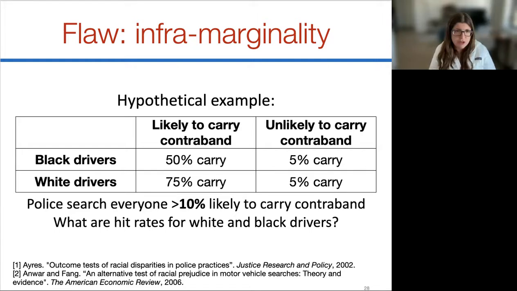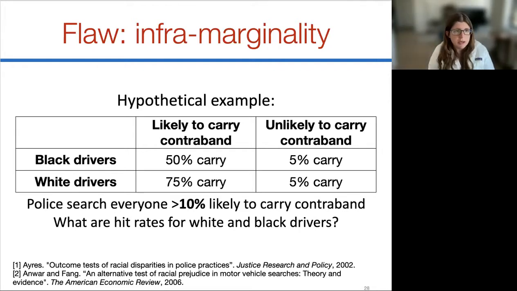Imagine there are two races of drivers, Black drivers and white drivers. And among each race, there are two easily distinguishable groups, like maybe one of the groups is wearing hats. There are the drivers who are likely to carry contraband, and the drivers who are unlikely to carry contraband. Among the likely drivers, 50% of Black drivers carry contraband and 75% of white drivers carry contraband. Among the unlikely group, 5% carry contraband, irrespective of race. And importantly, imagine in this hypothetical example that the police are not being discriminatory. They apply equal thresholds by race. They search everyone above a 10% threshold of likelihood of carrying contraband. So what's going to happen to the hit rates for white and Black drivers? Well, the police are going to search basically everyone in the likely group, right?